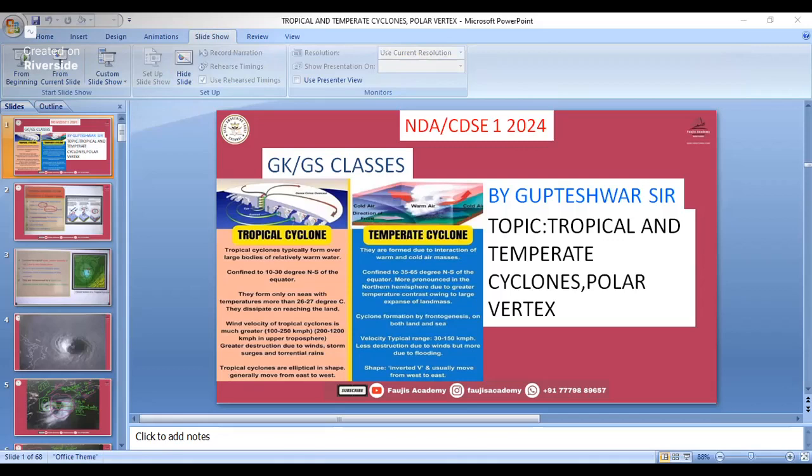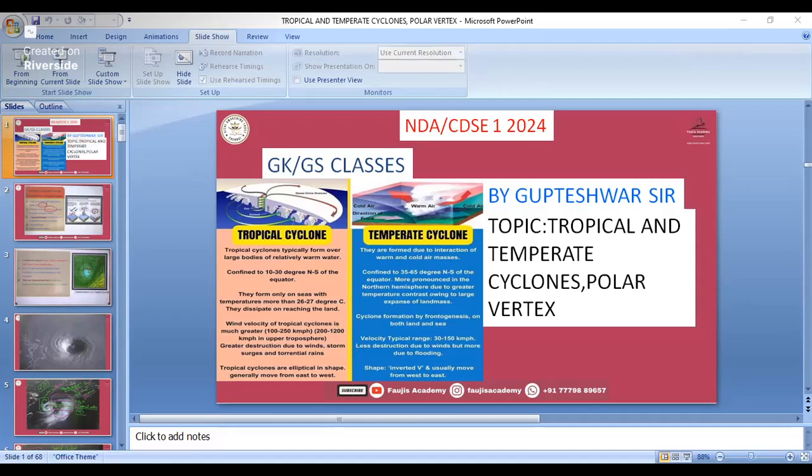In tropical cyclone, Coriolis force is important, then temperature and pressure are important. The same things are important in the temperate cyclone also, but the only difference is that the tropical cyclone happens mostly in water bodies, whereas the temperate cyclone will occur on the land surface also. Now why will it occur on the land surface?